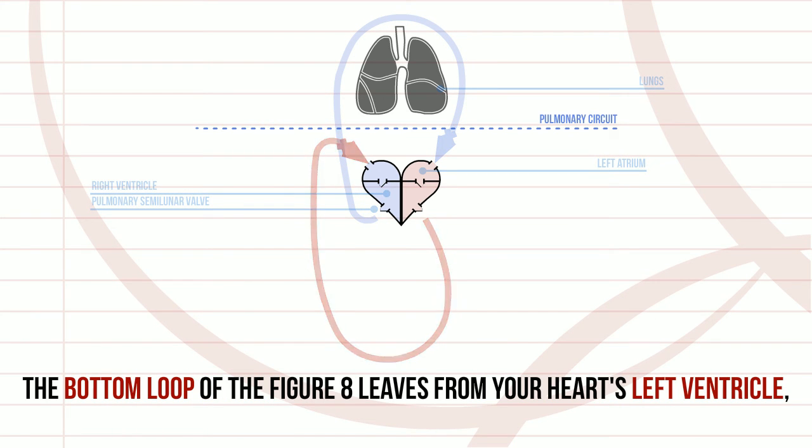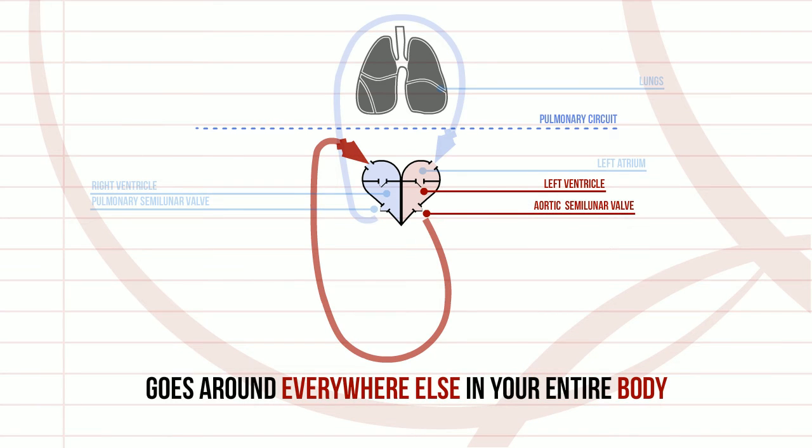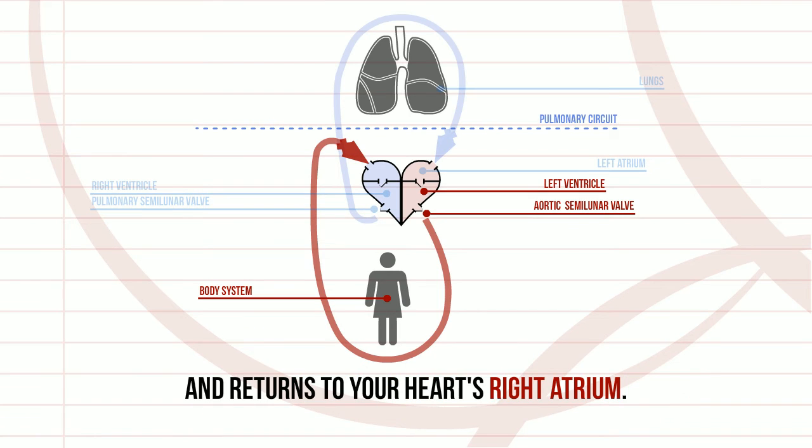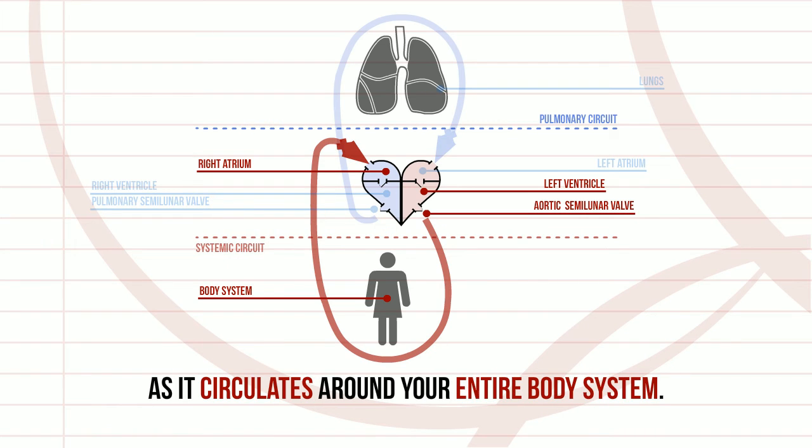The bottom loop of the figure 8 leaves from your heart's left ventricle through yet another one-way valve, goes around everywhere else in your entire body, and returns to your heart's right atrium. This bottom loop is called the systemic circuit, as it circulates around your entire body system.